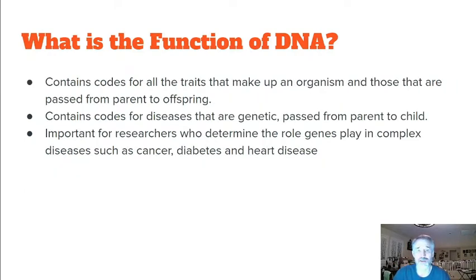So it contains codes for the traits that make up organisms and those that are passed from parent to offspring. So we pass these traits on, or this code on how to make certain proteins, on to our offspring. It contains codes for diseases that are genetically passed down from parent to child. And it's basically an important area for researchers who determine the role genes play in complex diseases such as cancer, diabetes, heart disease. And we're getting really cutting edge right now. There's a new technology out there called CRISPR technology, which is fascinating technology for me. And I might talk about it here and there as we kind of go through some of the genetic information.